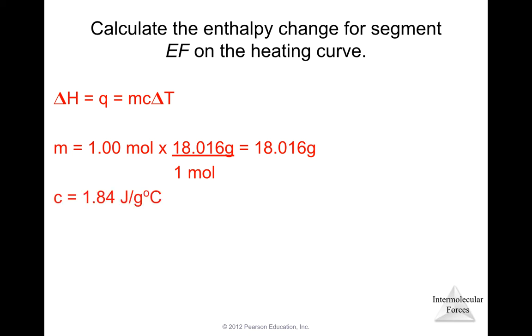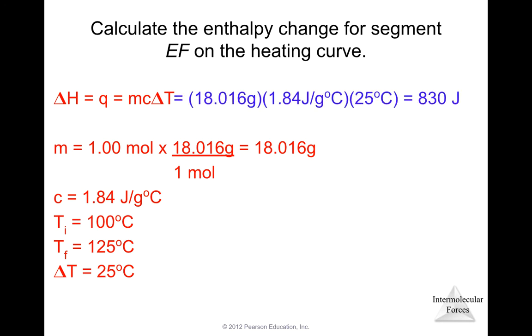Now we are in a gas, so E to F is above 100 degrees Celsius, the vaporization point, or the boiling point. And so we need to use the specific heat for water as a gas. Our initial temperature is 100, final temperature is 125. So our change in temperature is 25 degrees Celsius. Again, plug in our values, we're going to get 830 joules. Again, it's a much smaller value because it's a smaller change in temperature.